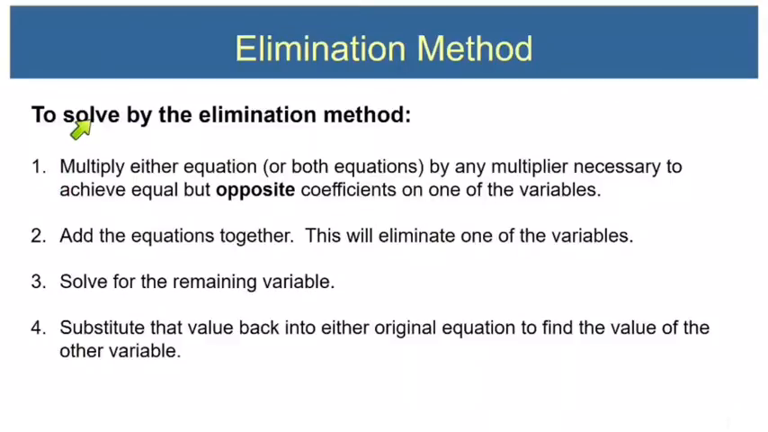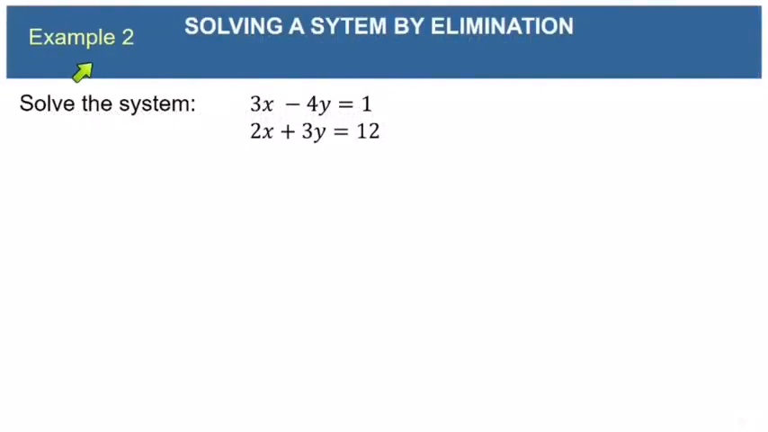So to solve by the elimination method, we're going to multiply either equation, or in some cases both equations, by any multiplier necessary to achieve equal but opposite coefficients on one of the variables. After we get the equal but opposite coefficients, we'll add the two equations together. That will eliminate one of the variables. We will solve for the remaining variable and then substitute that value back into either original equation to find the other variable. And just like we saw with the substitution method, this will make more sense once we've done it once or twice together. So here we have example 2.